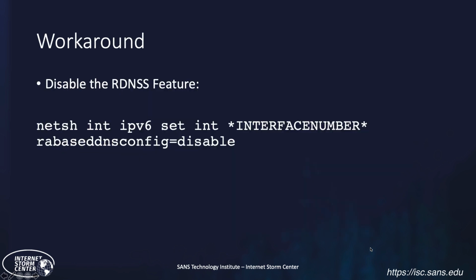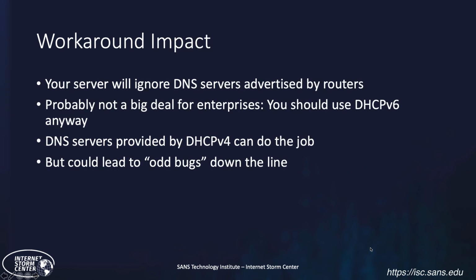Now, this is the workaround that Microsoft recommends. Microsoft states, hey, turn off the DNS server feature in your router advertisements. So that way, the system will no longer parse these DNS fields in the router advertisements, and you're good at this point. But you're also turning off this feature, which is something that if you do support IPv6, you may want.